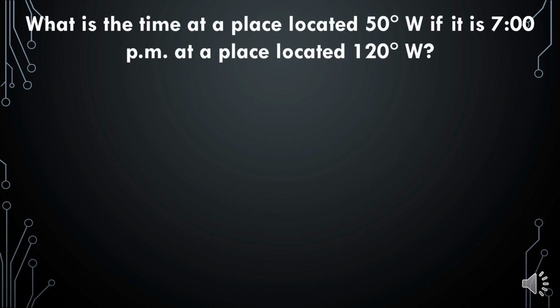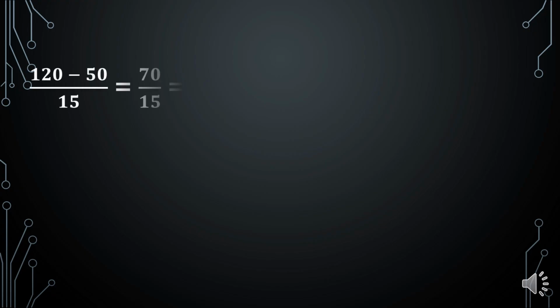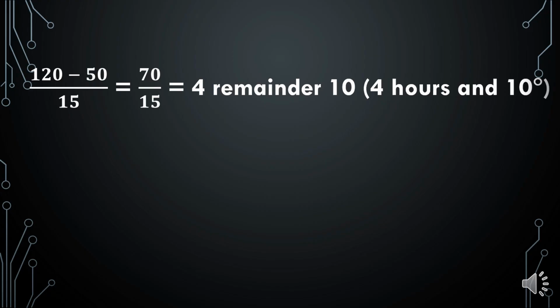What is the time at a place located 50 degrees west if it is 7 p.m. at a place located 120 degrees west? We will now subtract our 50 degrees from our 120 degrees. We are left with 70. We divide our 70 degrees by 15 degrees because 15 degrees is equal to 1 hour. Therefore, 4 and remainder 10. In other words, 4 hours and 10 degrees.